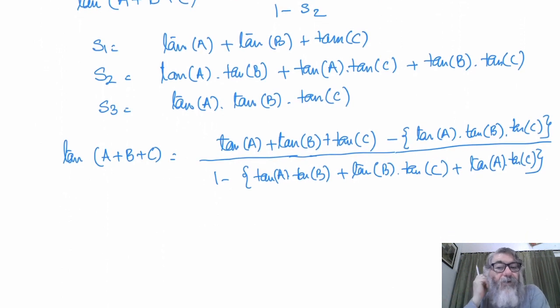Suppose I make it 4. Instead of A plus B plus C, if it also becomes D, then what will happen? If I make it tan(A+B+C+D), then what will happen? I'll show you that also.